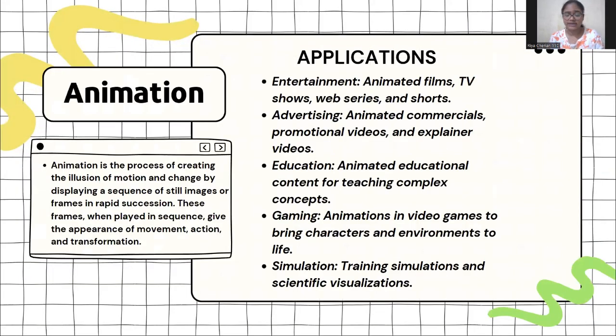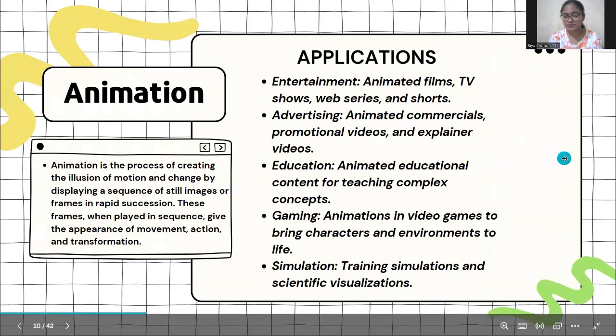Next, what is animation? Animation is a process of creating the illusion of motion and change by displaying a sequence of still images or frames in rapid succession. These frames, when played in succession, give the appearance of movement, action, and transformation. These are the following applications. They are used in the entertainment industry, advertising, education, gaming, and simulation.